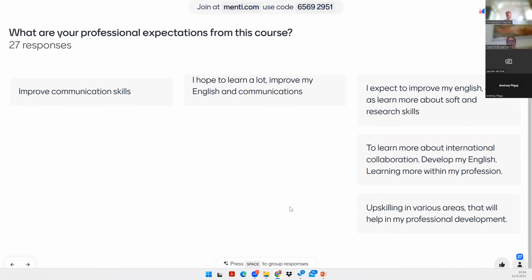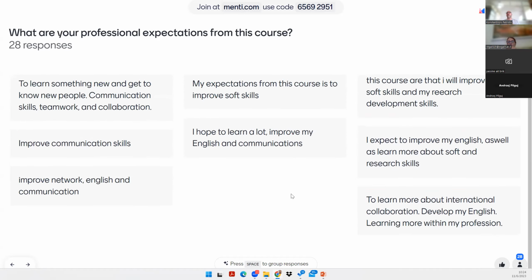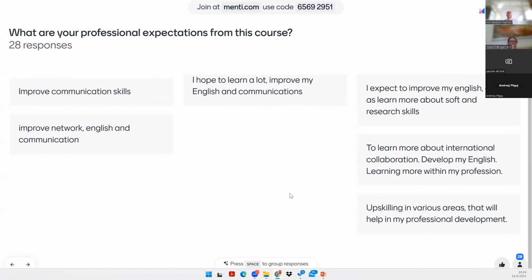Upskilling in various areas that will help in my professional development. This is very correct. As I have mentioned a lot of times, the motivation to organize this course, back 5 to 6 years ago, is what we learned from big consulting companies, that they call people for an interview from their CV, but they hire them because of their soft skills, because this is what they are looking at during an interview.